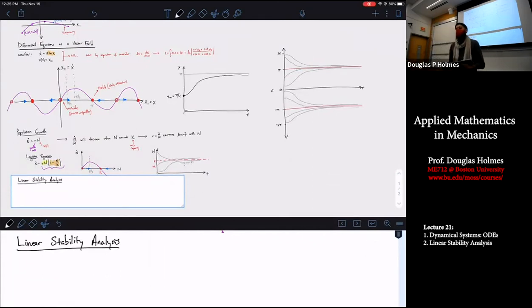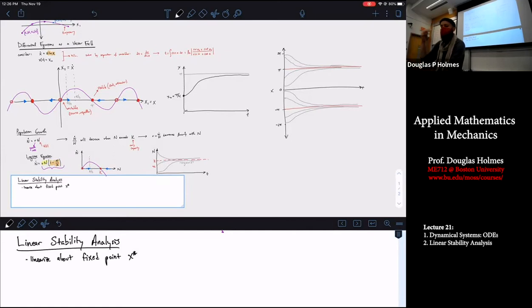And this is simply just the mathematical way of implementing the thought experiment I had you do, which is to say, go to a fixed point, perturb your position, and see if you return to the fixed point. Okay, well, how do you do that? Well, we're going to have to linearize about our fixed point. We'll call our fixed points x star.